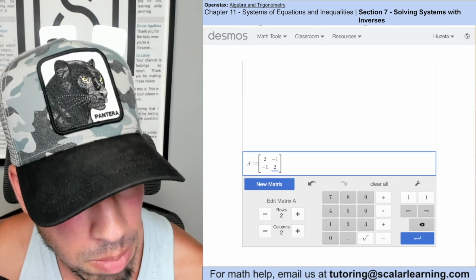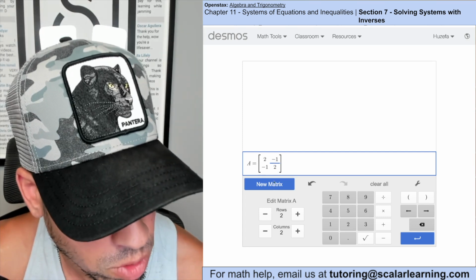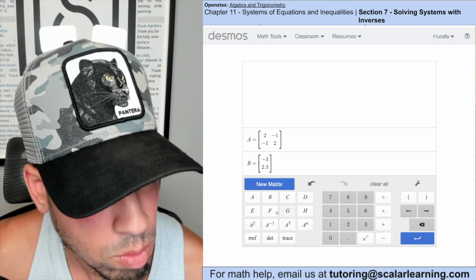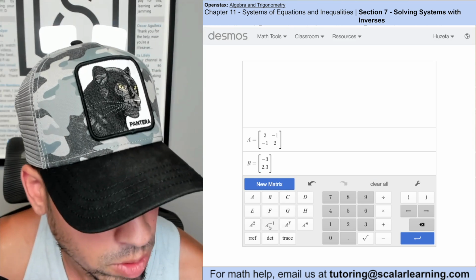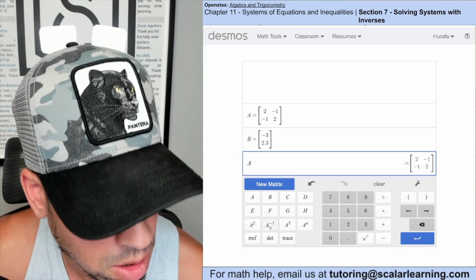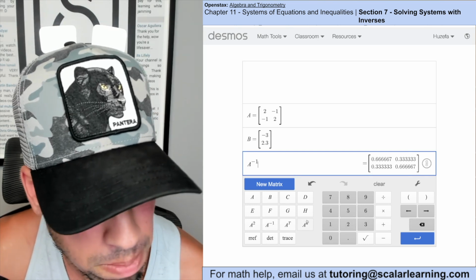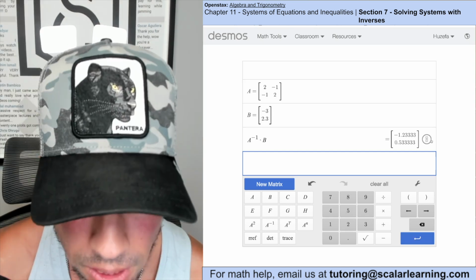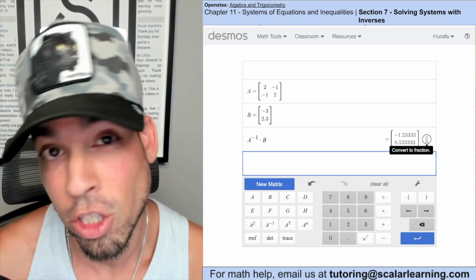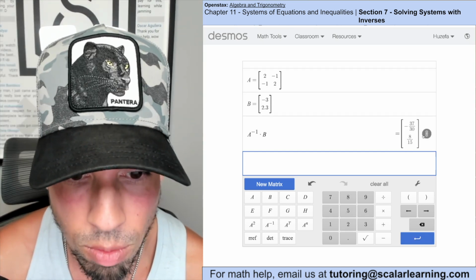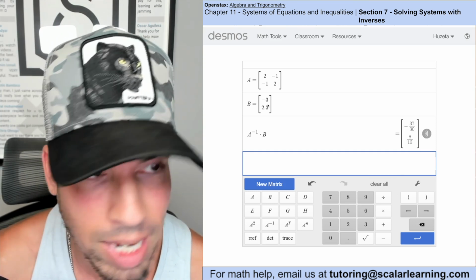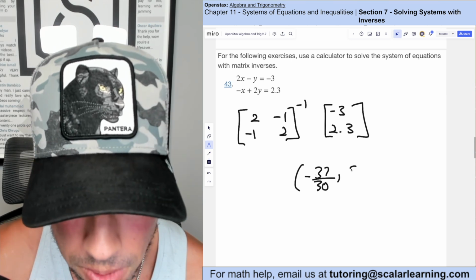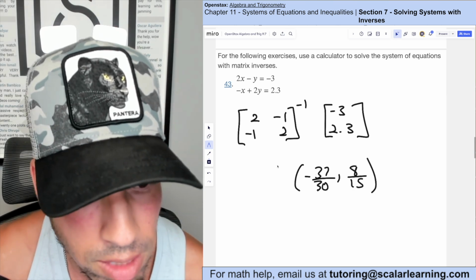So you see I created matrix A as 2, -1, -1, 2. And then B is going to be -3, 2.3. And then what we're going to do for operations is we're going to take the inverse of A, and then we're going to multiply that by matrix B. Let's see what we get. Now, if I click this button, I'll turn it into fractions. That's how they have it in the back of the book, so let's do that. Now we get -37 over 30, 815. That's how you do it.